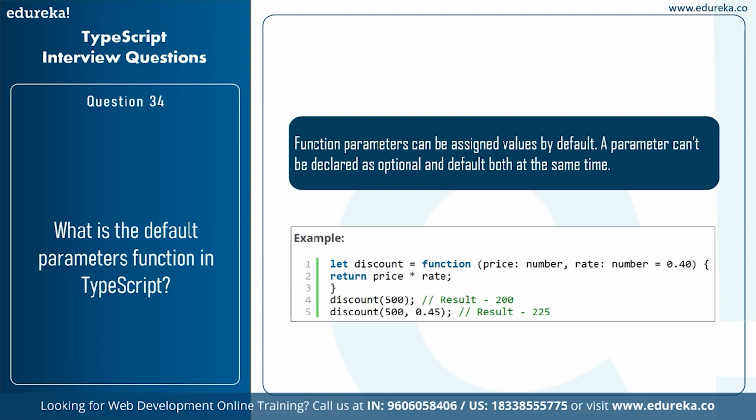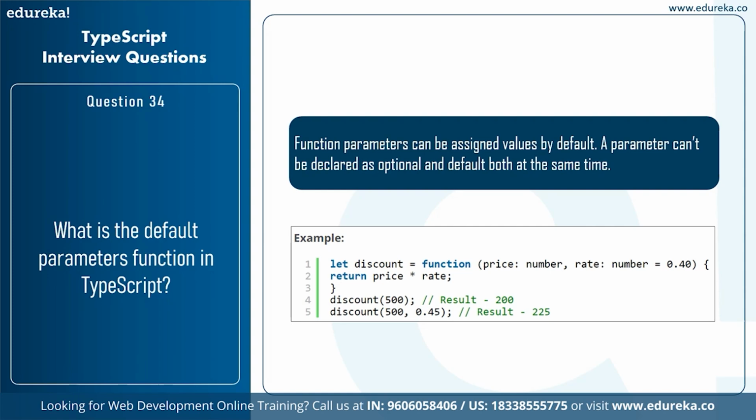And then we have another parameter as discount 500. So where the discount is 500, the result will be 200. But where the discount is 500 and 0.45 is the rate, the result will be 225. Now here rate is a default parameter as number in discount in function. Now if we pass the value in the discount's rate parameter, it will use this. Otherwise, it will use the default value as 0.40.